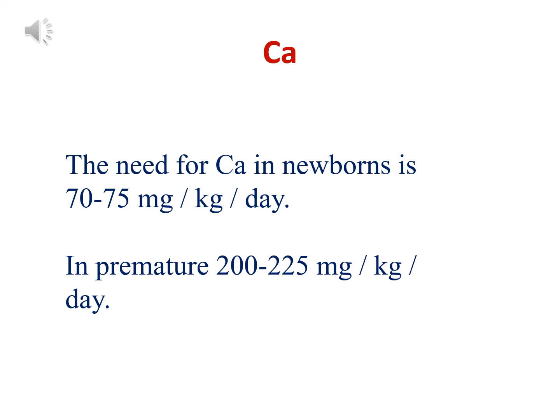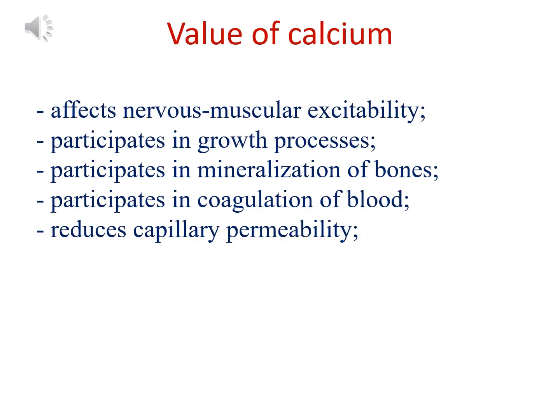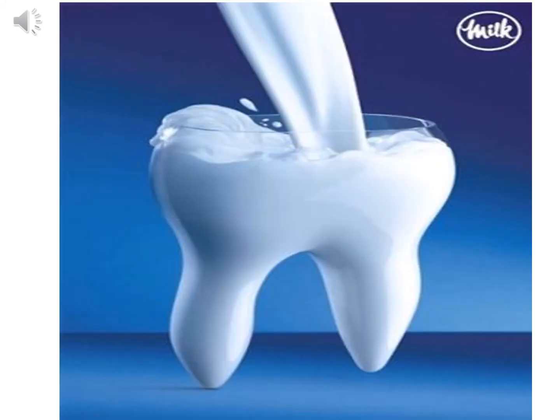The next cation is calcium. The daily need for calcium in newborns is 70 to 75 milligrams per kg. But in premature babies it's much higher, 200 to 225 milligrams per kg. Calcium provides a lot of vital processes. It affects neuromuscular excitability, participates in growth processes and mineralization of bones, participates in coagulation of blood and reduces capillary permeability. The main source of calcium for children is milk and dairy products.